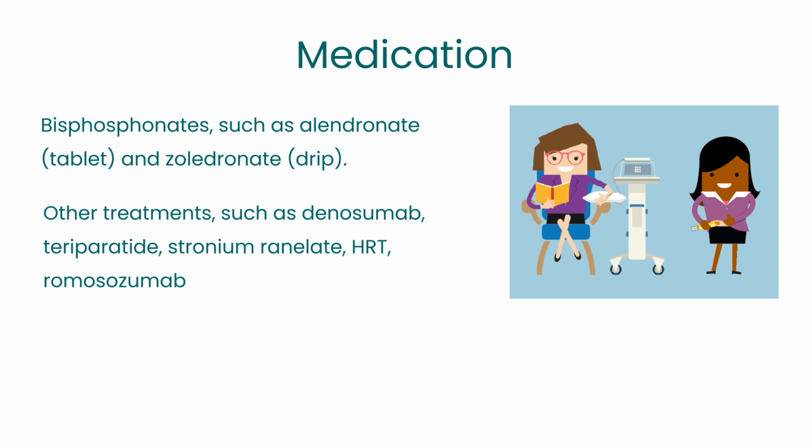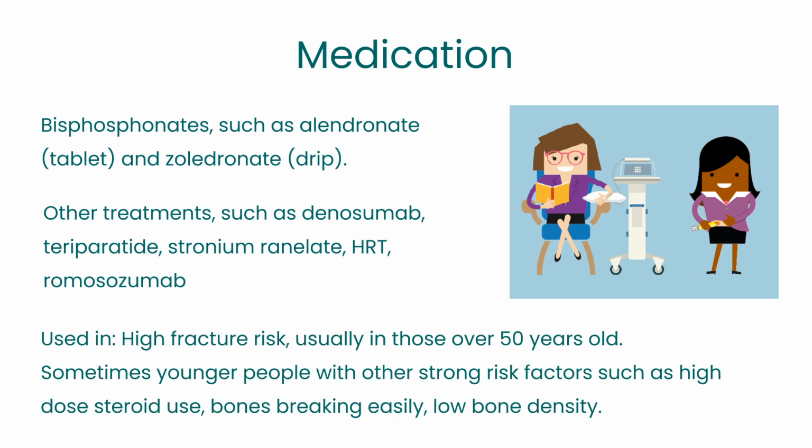And who gets them? Well, they will give it to you, as I say, if you've got a high fracture risk. It's usually in the people who are over 50, because we know that bone in itself just tends to get a lot less strong. The structure breaks down as we get older. They sometimes give treatments to younger people who've got very strong risk factors. So if they're on a high steroid dose, they're breaking bones perhaps, or they're continuing to lose bone density, they may give you an osteoporosis drug, but not so often.